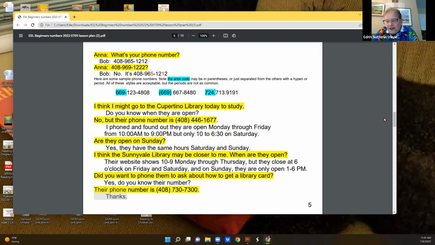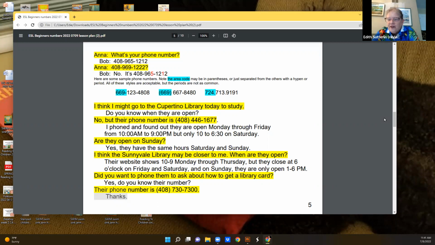Are they open on Sunday? Or you could say, is it open on Sunday? Yes, they have the same hours Saturday and Sunday. I think the Sunnyvale Library may be closer to me.